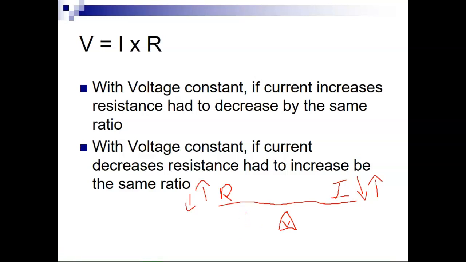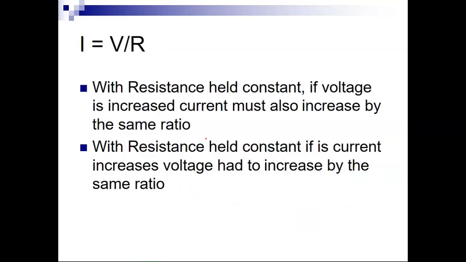As long as your voltage doesn't change, your resistance and your current are inversely proportional. When one goes up, the other goes down, and vice versa. With the resistance held constant, if voltage is increased, current must also increase by the same ratio. With resistance held constant, if the current increases, voltage has to increase by the same ratio.